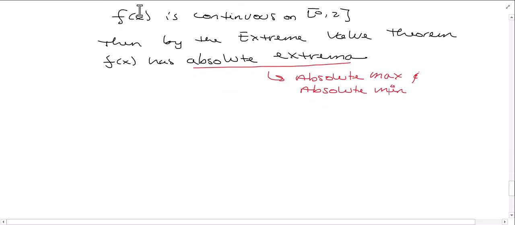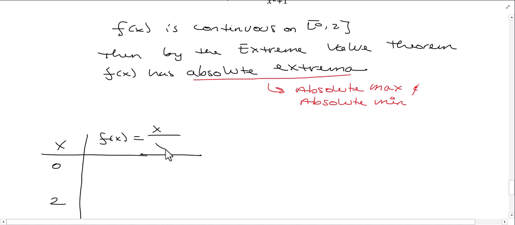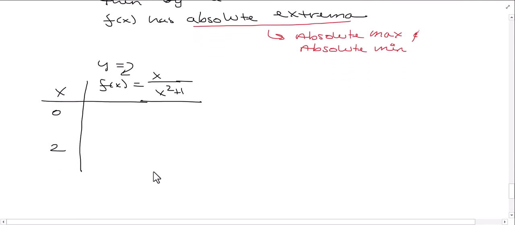So when we check for the y values, I'm going to check my endpoints, which are 0 and 2, and we're going to check our function to see which one has the highest y value. If we don't have the graph, we are going to plug in the points and see which one has the highest y value, because that will be the absolute max, and which one has the lowest y value, that will be the absolute min. But these are the endpoints. We need to see if we have any critical numbers to test.